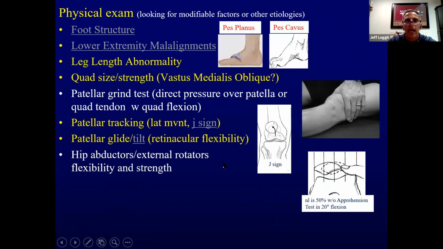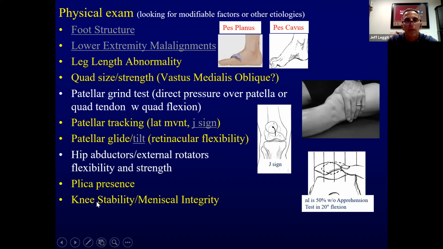So going back to our physical exam, you need to do a good hip abductor and external rotator exam for both flexibility and strength. This is where working with an athletic trainer or physical therapist can really help, so you can get some objective data, such as dynamometer data. And then the presence of a plica you're going to be looking for. If you have not felt one, I promise you, you'll know it when you feel it. But those would be the plicas that are not underneath the actual kneecap itself and that are actually outside of it. But I promise you, you'll know it when you feel a plica.